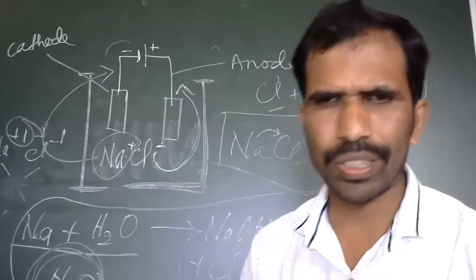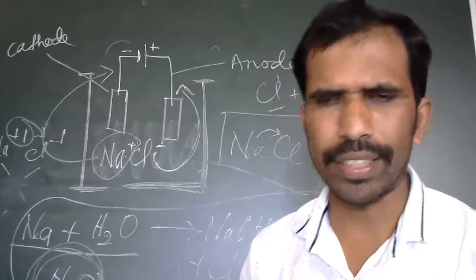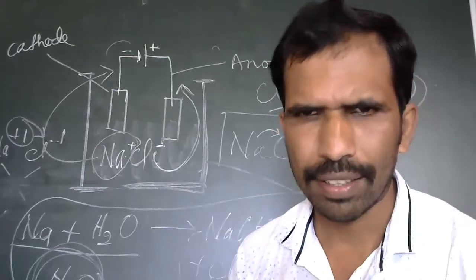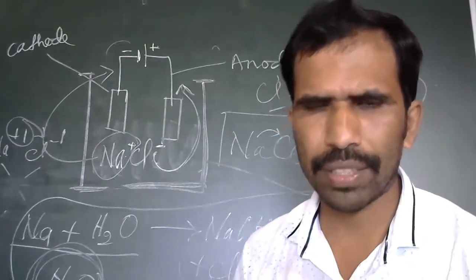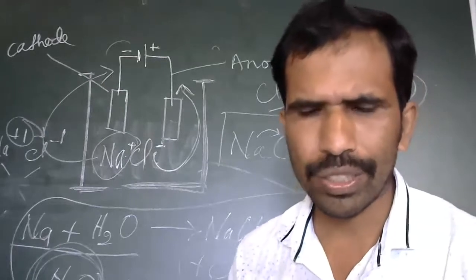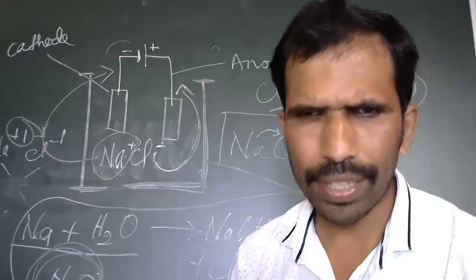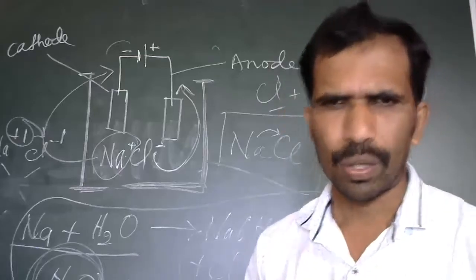So it is used in the preparation of bleaching powder. It is used in the purification of water. Chlorine gas is used for purification of water. Chlorine gas is used in the preparation of PVC pipe. Chlorine gas is used in the preparation of chlorofluorocarbons.